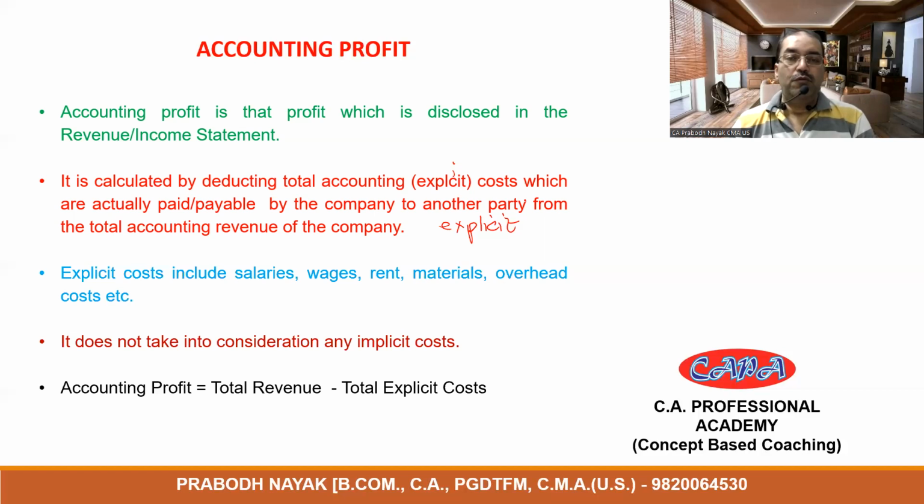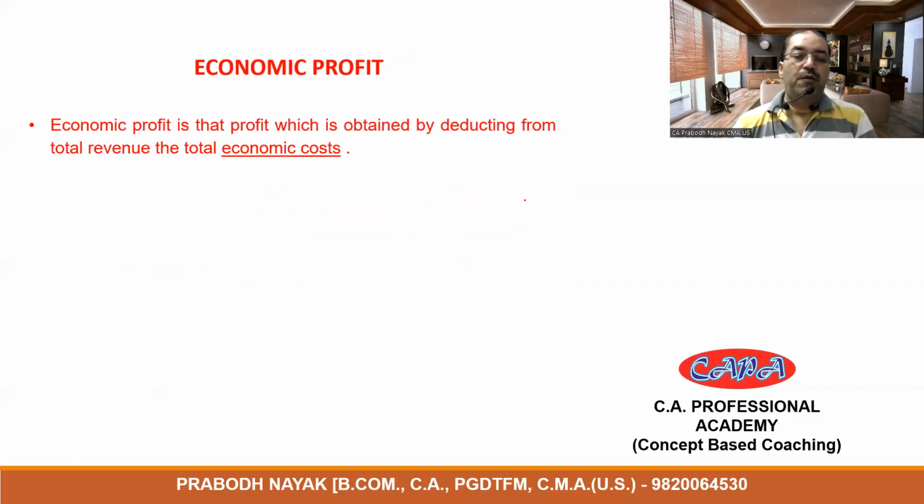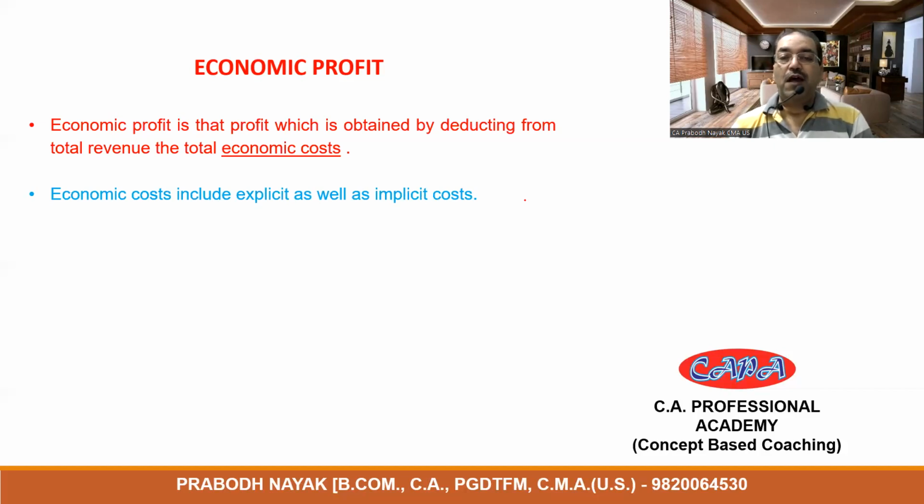Okay. Now we come to the concept of economic profit. Economic profit means what? Economic profit is that profit which is obtained by deducting from total revenue, not the accounting or explicit costs, but the economic costs. Okay. Now, what are economic costs and how are they different from accounting costs? Economic costs include explicit as well as implicit cost.